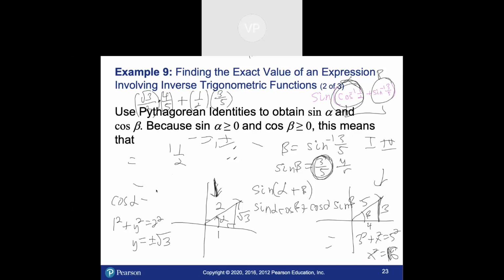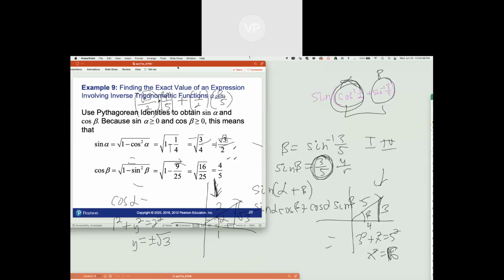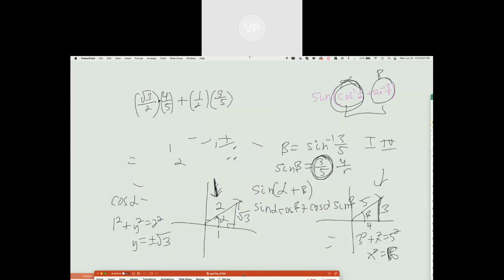Okay, so now, let me pull the slide down real quick just to give us some room to work here. And I'll pull that back up in a second. Now we don't really have any more use for the triangles. We've done all this. And now we have our 4 pieces: sine alpha, cosine beta, cosine alpha, sine beta, and we know what those values are.